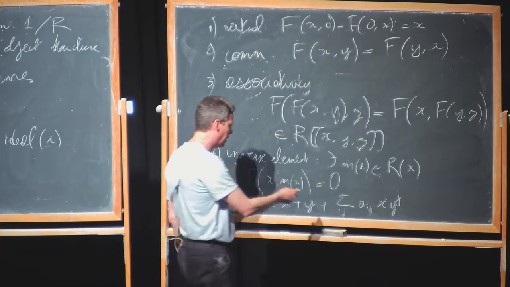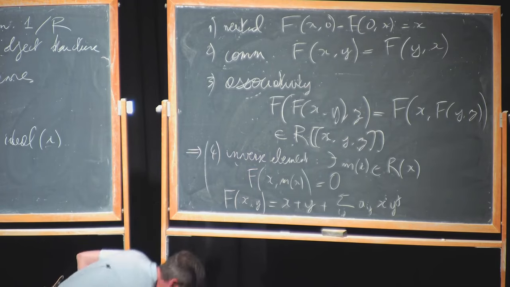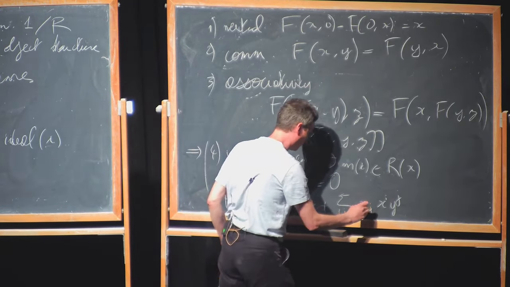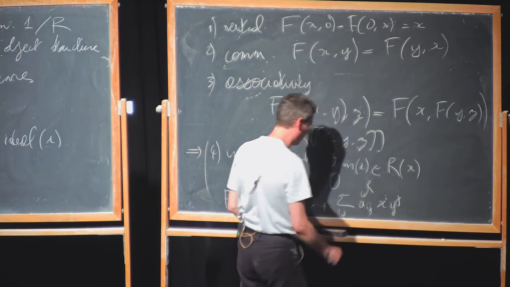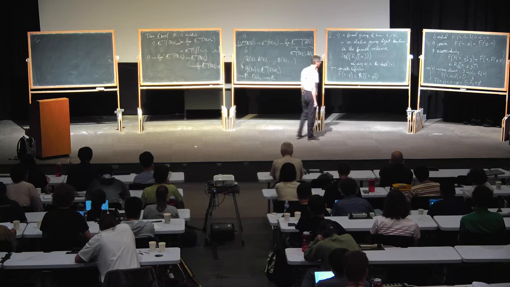One of the two indices must be bigger than two here. And we always use this notation for the coefficients of a formal group law. These are just elements of R, so that a_{ij} is equal to a_{ji}.